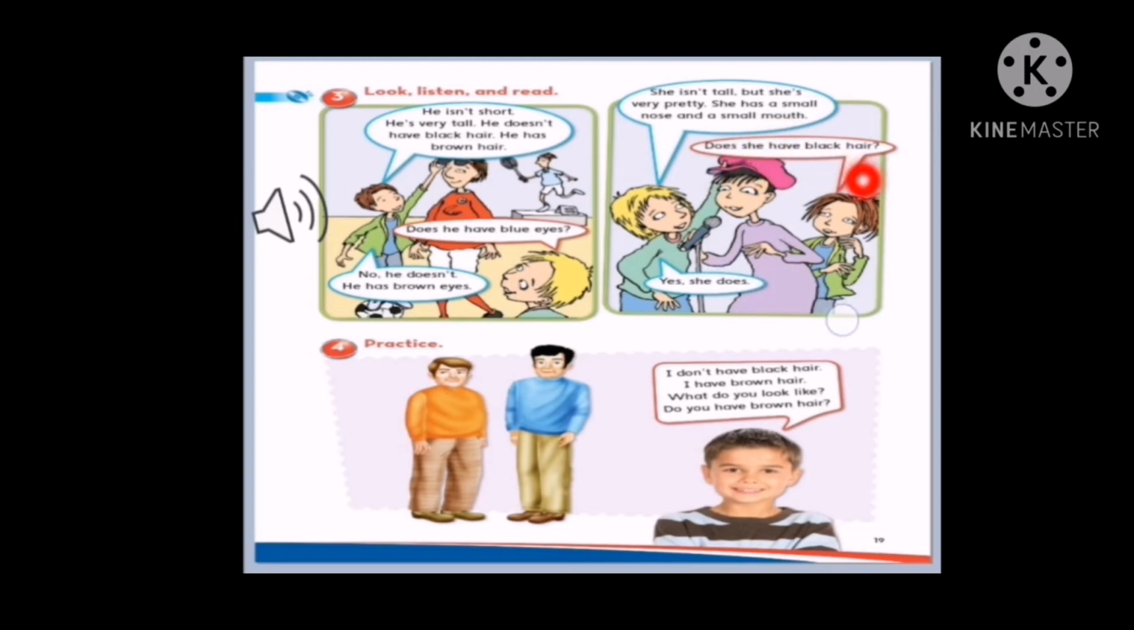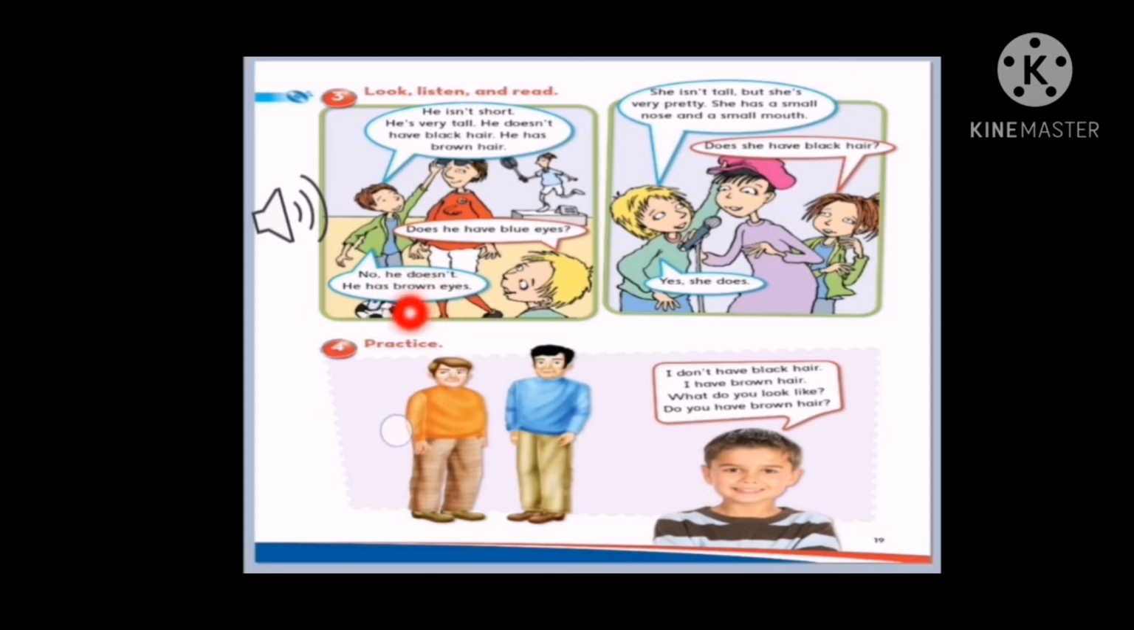Okay, now I will read the words in these two pictures. He isn't short. He is very tall. He doesn't have black hair. He has brown hair. Does he have blue eyes? No, he doesn't. He has brown eyes.